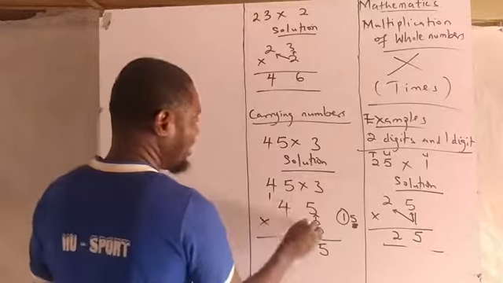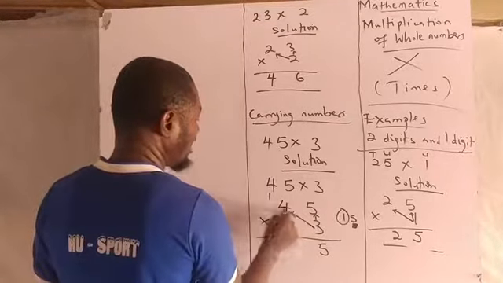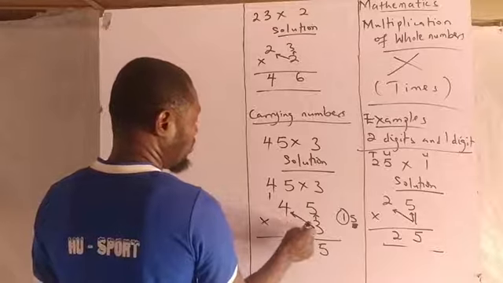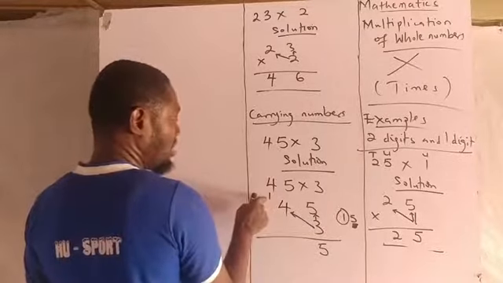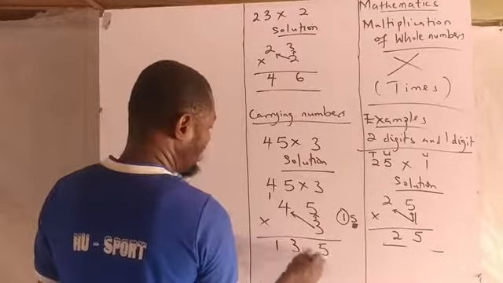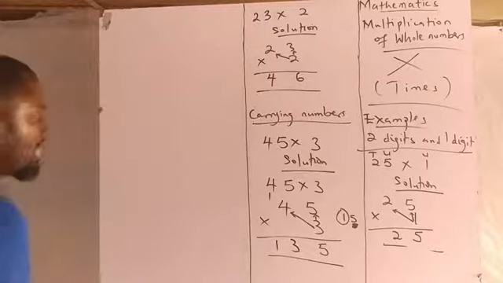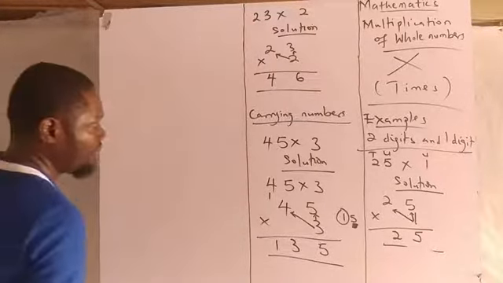Multiply before you add. 3 times 4 is 12, plus the 1 you carried, that will be 13. Write it down. Your answer is 135.